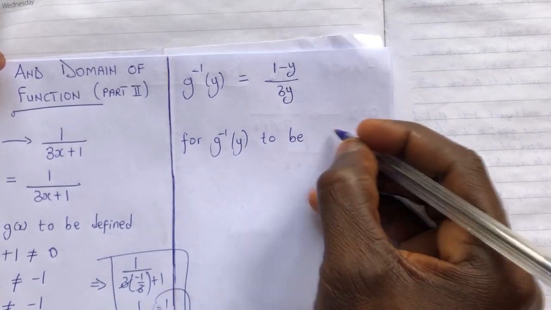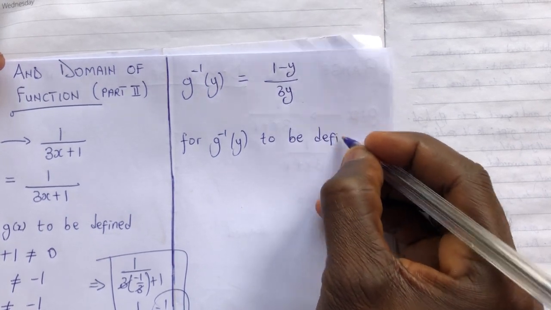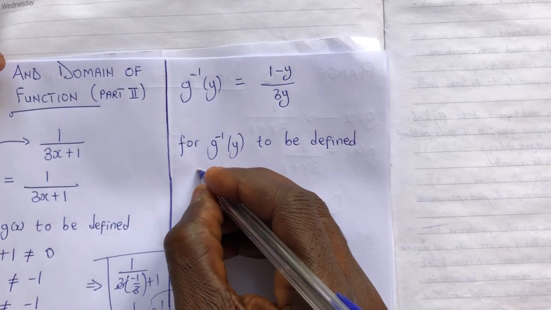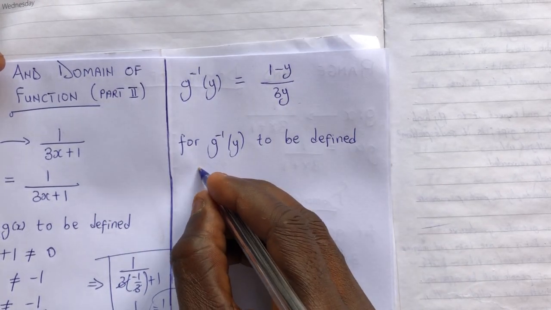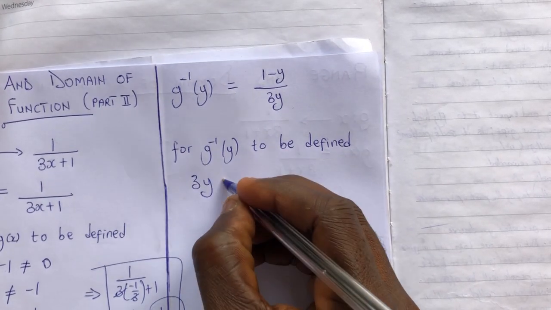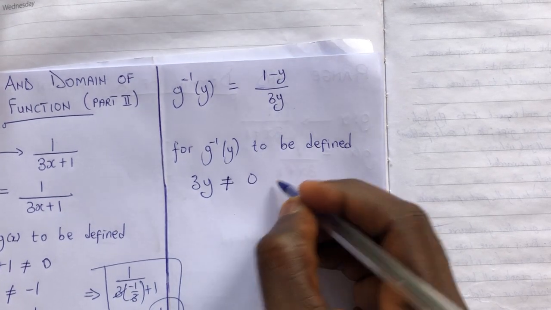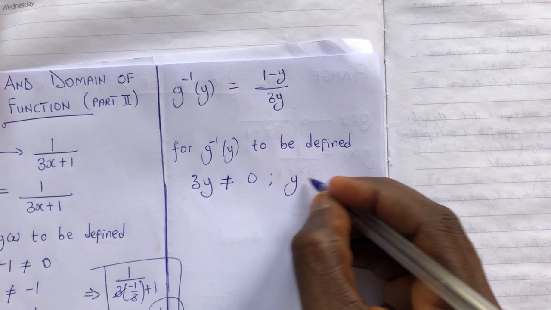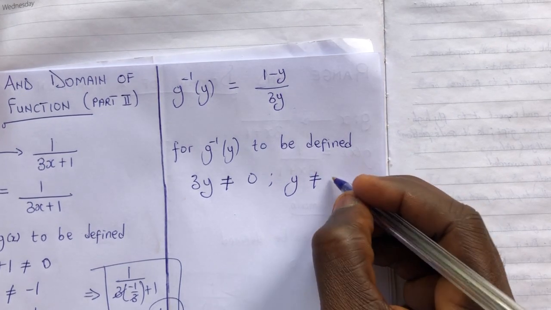to be defined, write this statement, the denominator 3y must not be equal to 0. That is, y must not be equal to what? 0.